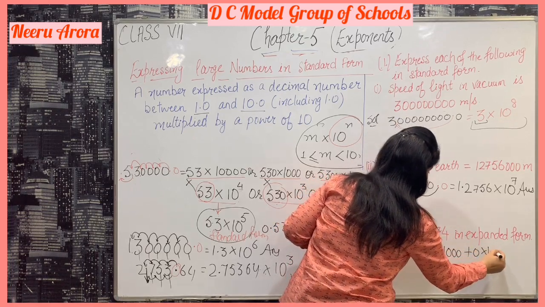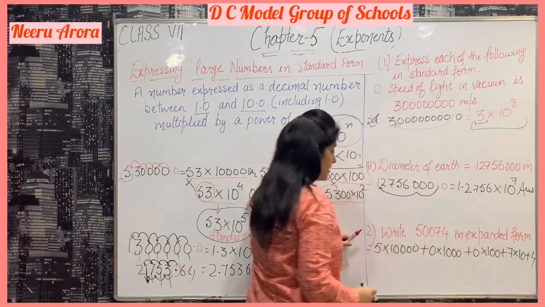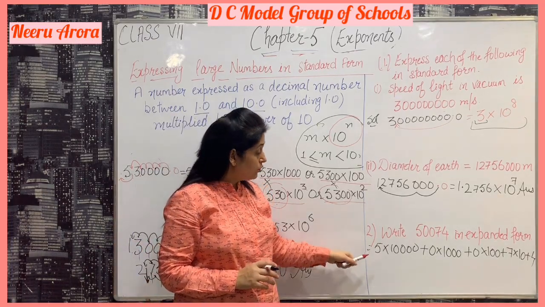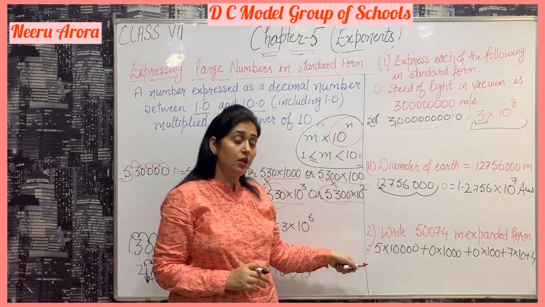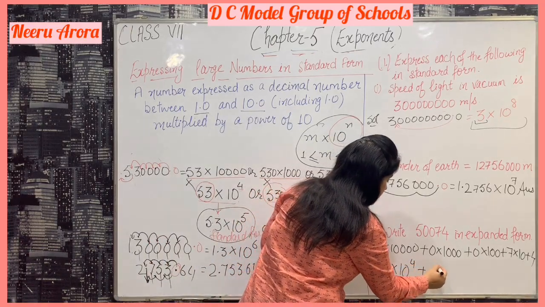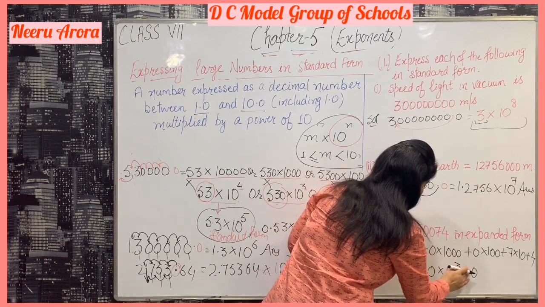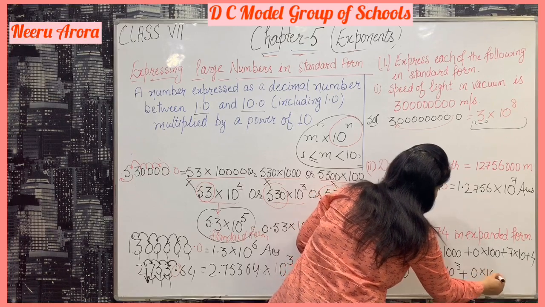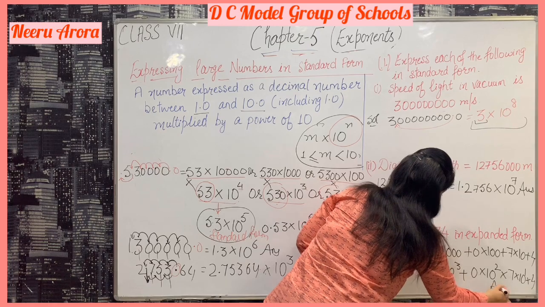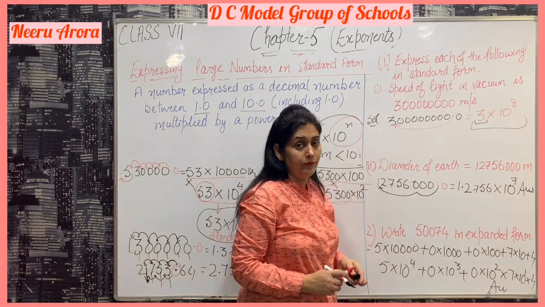Here it is 100. Then next is 7 into 10 and last is 4. So this is expanded form. But we are doing the exponent chapter here, so we want to convert this into exponential form, that is 5 into 10 raised to power 4 plus 0 into 10 raised to power 3 plus 0 into 10 raised to power 2, 7 into 10 raised to power 1 and 4 remains as it is. This is the expanded form in exponential form.